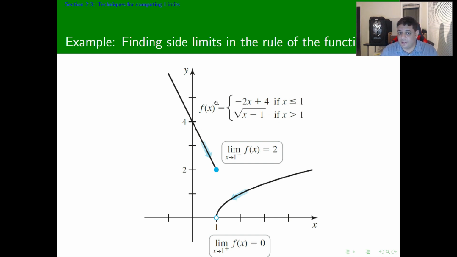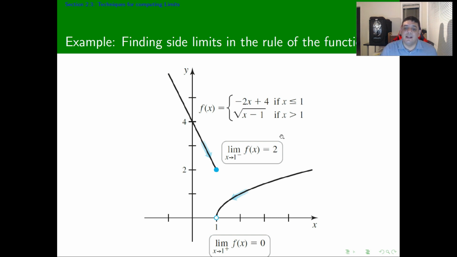So if you notice here in this f of x definition, before x is 1, this is going to behave like minus 2x plus 4. So essentially from minus infinity to 1, it behaves like this equation of the line, minus 2x plus 4. Now if x is bigger than 1, so from 1 onward to infinity, then this function is going to behave as the square root of x minus 1.